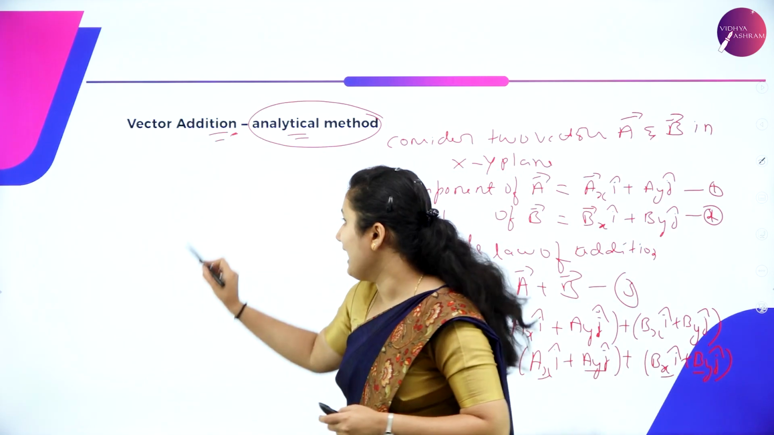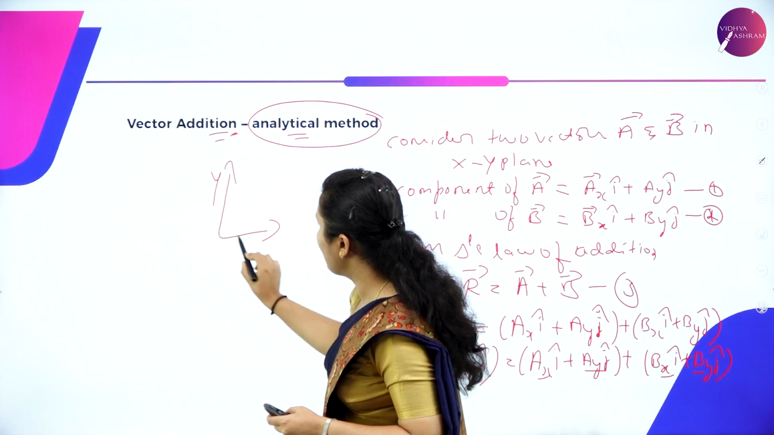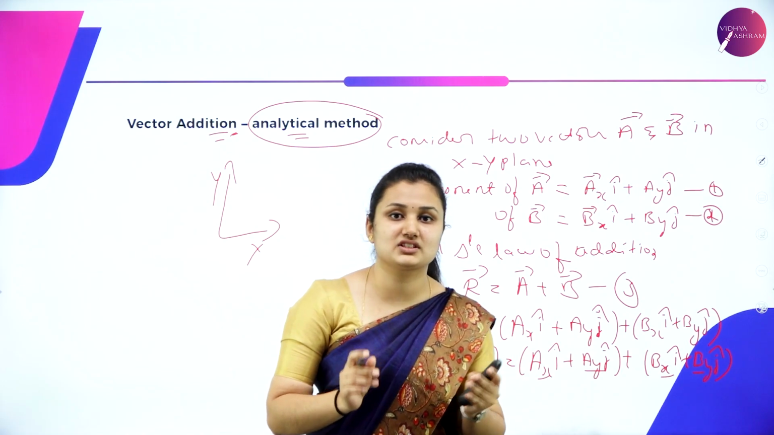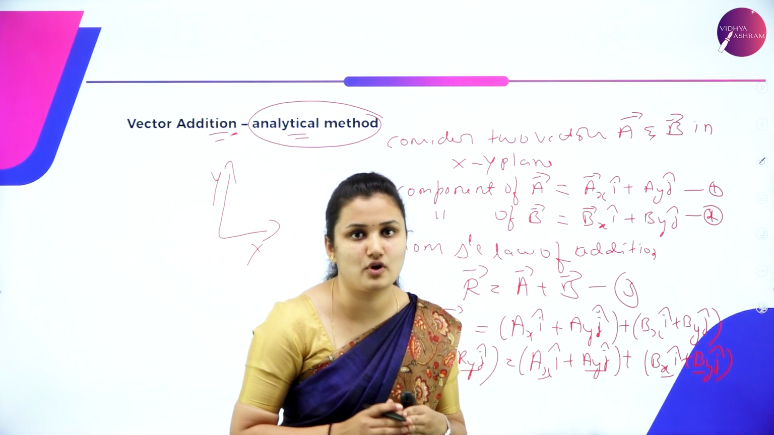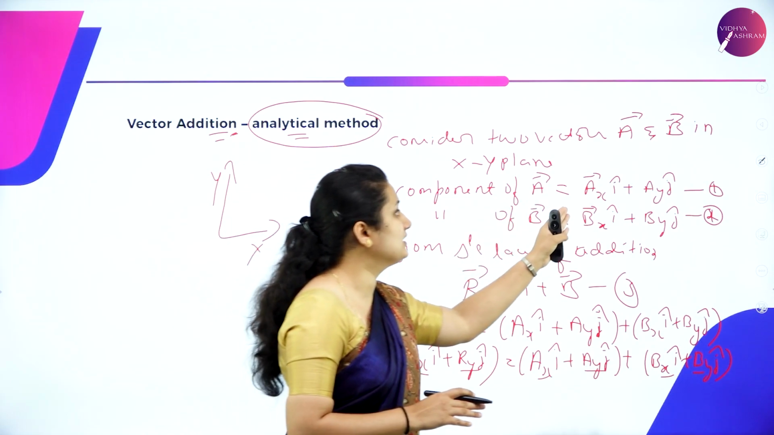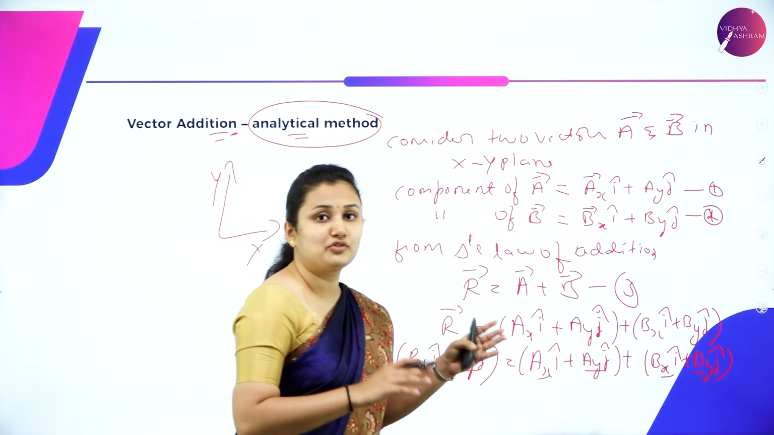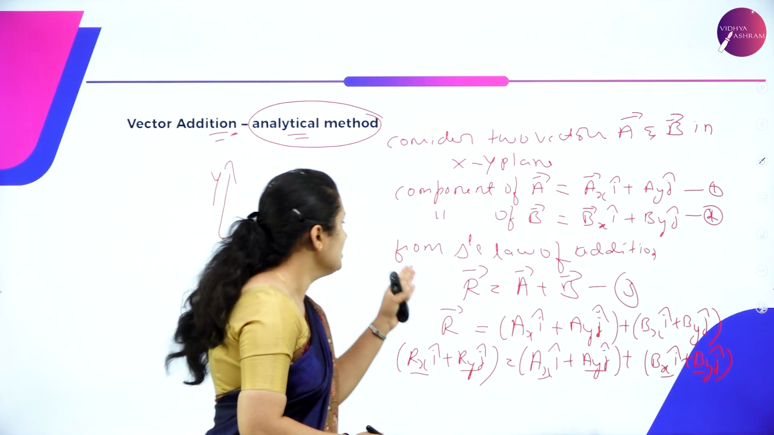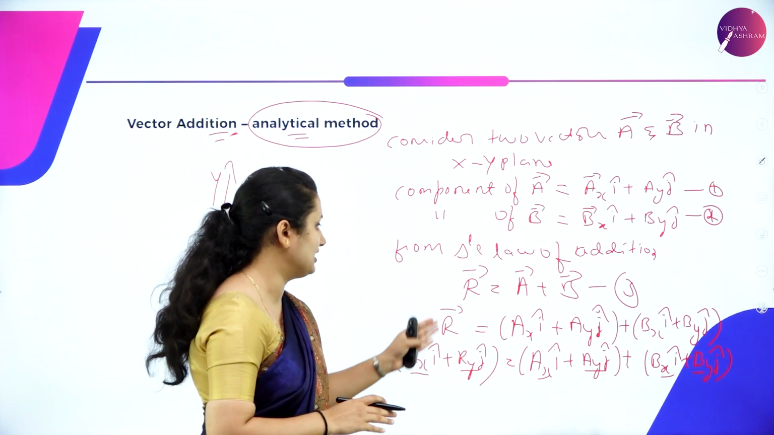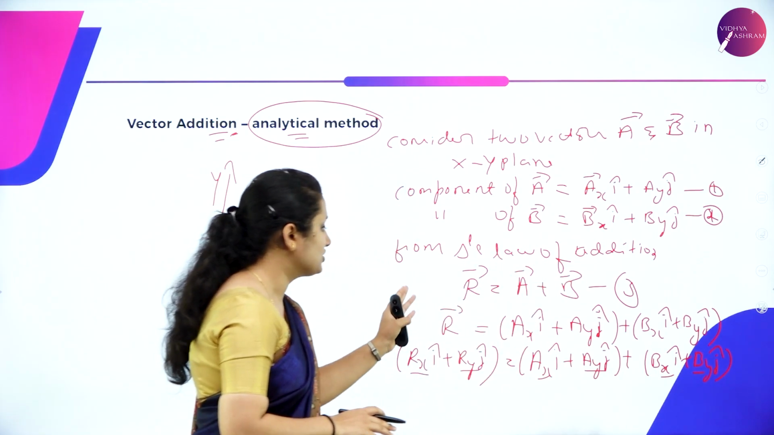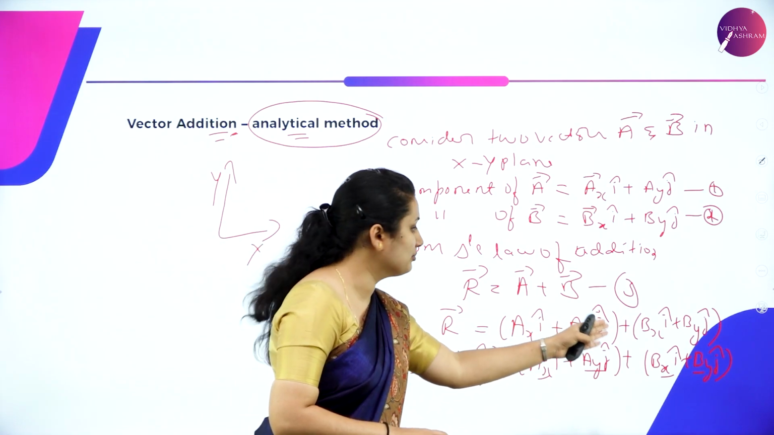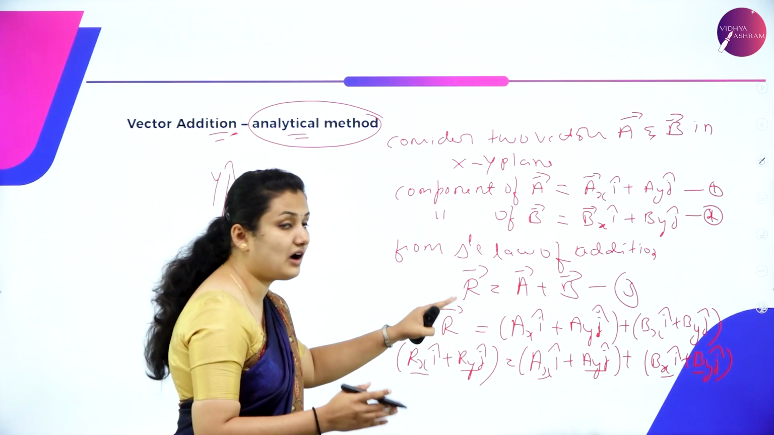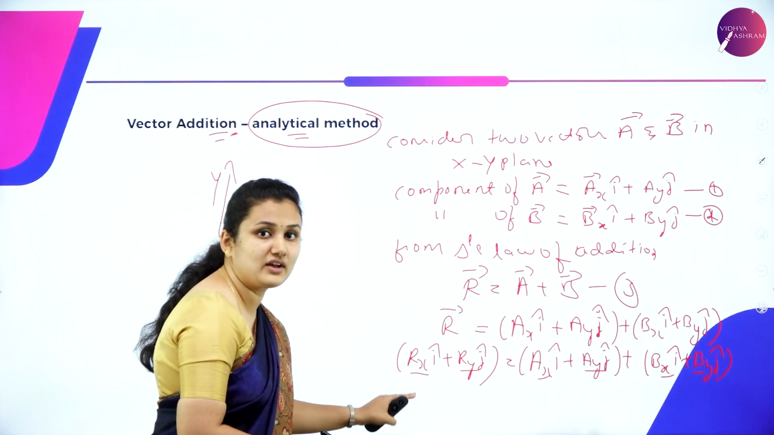We will consider an xy plane, and the components of vector A. We have studied resolution, what is it? Splitting up of components. So component of A is split into Ax, Ay. Component of B is split into Bx, By. Next we use the triangle law of vector addition. R is equal to A plus B. So we know R is equal to Ax, Ay plus Bx, By. So we can resolve R also into its respective components along X and Y axis.